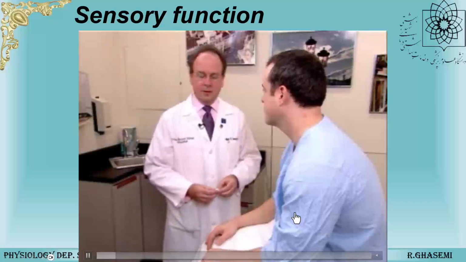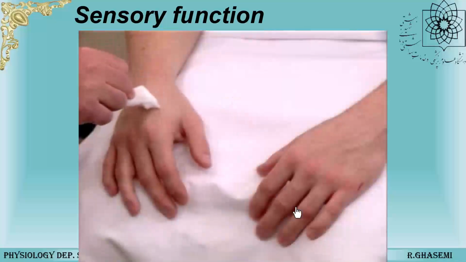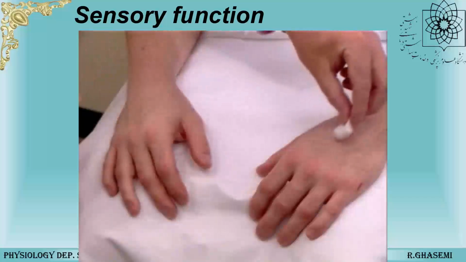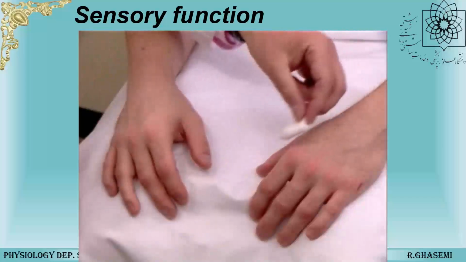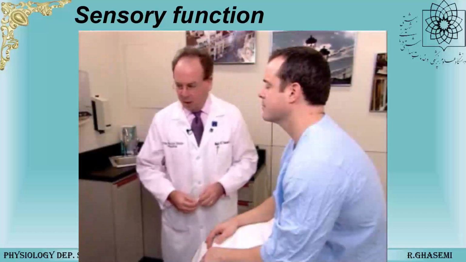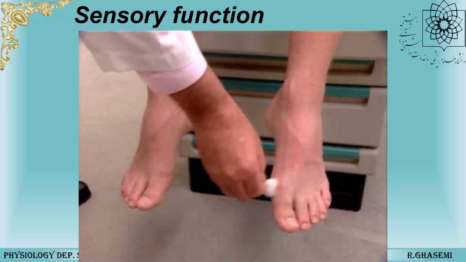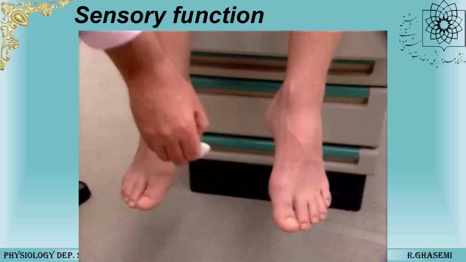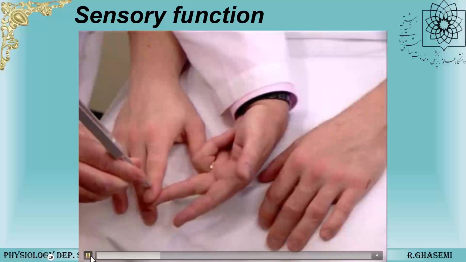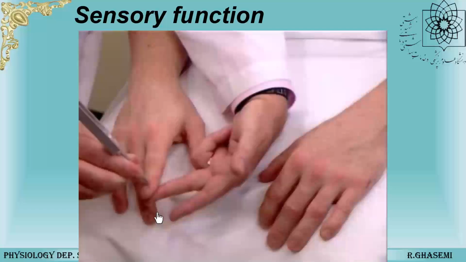For example, as you see in this film, we ask the patient to close the eyes and touch different parts of the body. While we are touching different parts of the body, we ask the patient to tell us what they feel: if it is the same on the two sides or not, the localization, texture, movement, and timing of the sensation.